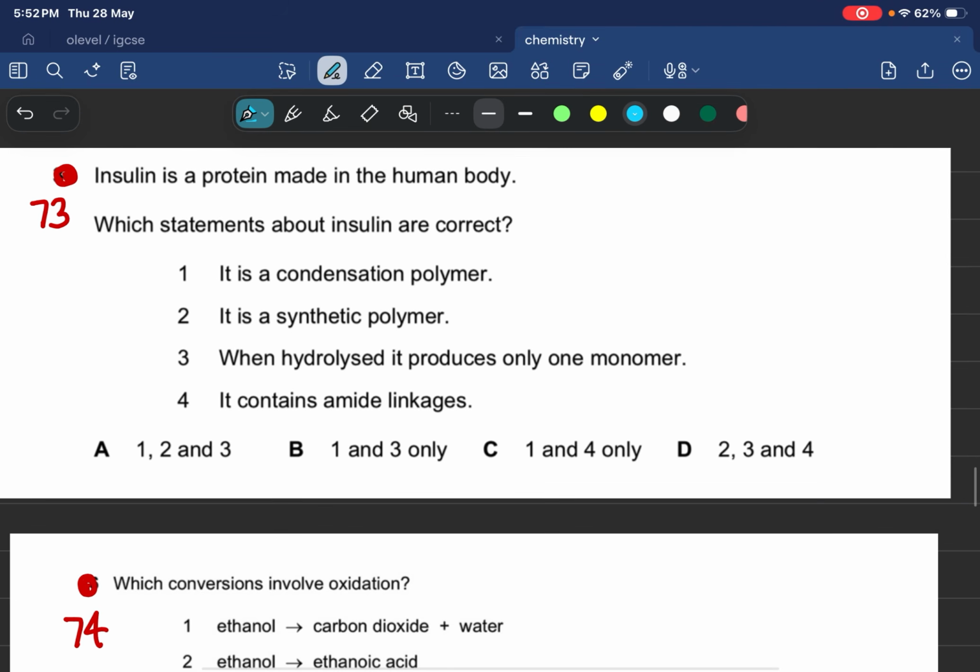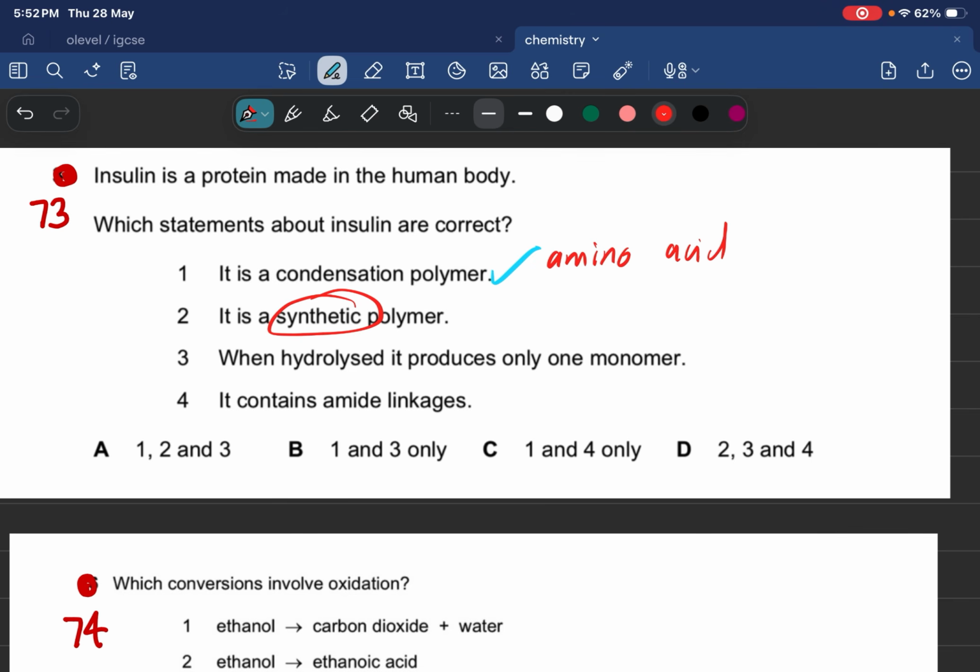Insulin is a protein made by the body. Which statement about insulin is correct? It's a condensation polymer. Yes, proteins are condensation polymers because amino acid monomers are joined together to form proteins. It's synthetic? No, it's natural. When hydrolyzed, it produces only 1 monomer? No, there are different types of amino acids; alanine, guanine and cytosine, no, those are DNA bases. There are a lot of amino acids, roughly 20 to 21, though some scientists dispute it, so not 1 monomer. It contains amide linkages. Yes, protein and nylon contain amide linkages. So 1 in 4 only.